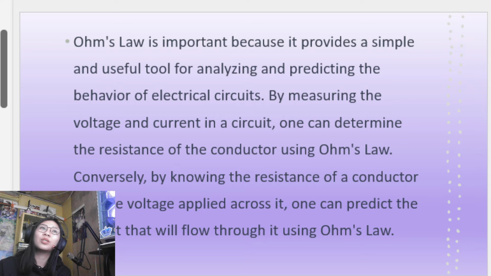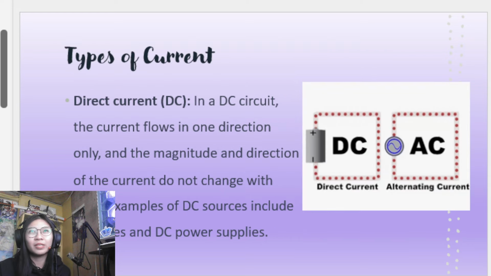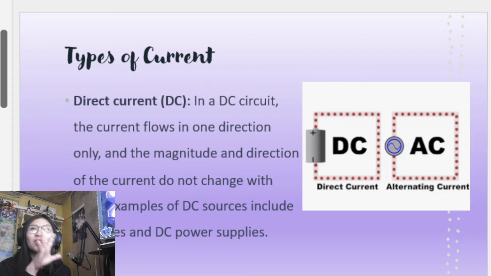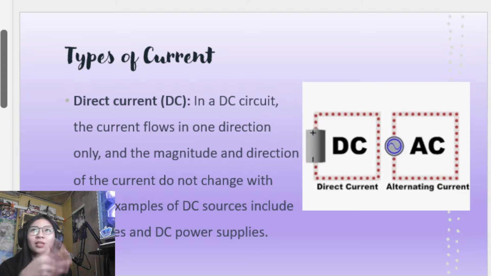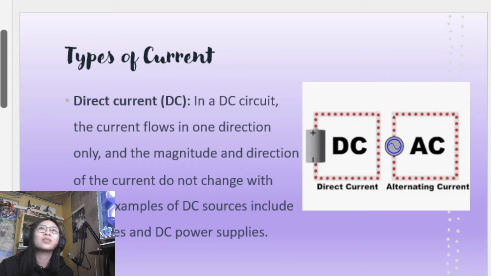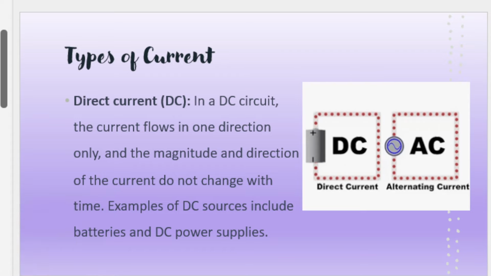So then we will go to the types of currents. Actually, there are many types of currents, but I will introduce the two common ones. That is the DC. I have already discussed this during capacitance, in the filtering part, but I will just introduce it again. Okay, so we have the direct current. In a DC circuit, current flows in one direction only. So it goes only in one direction. DC sources are often included, as you can see here. Yes, like this. One direction only.